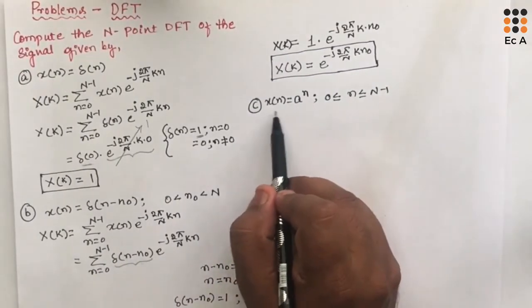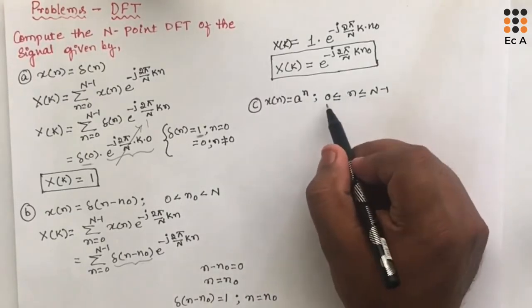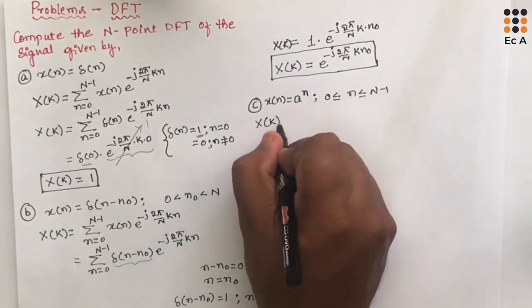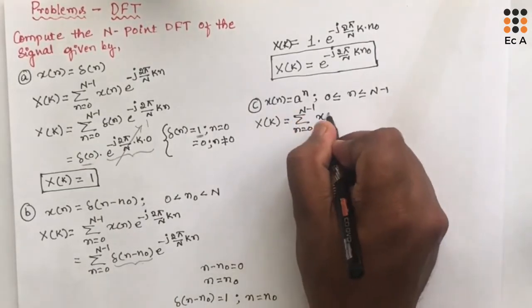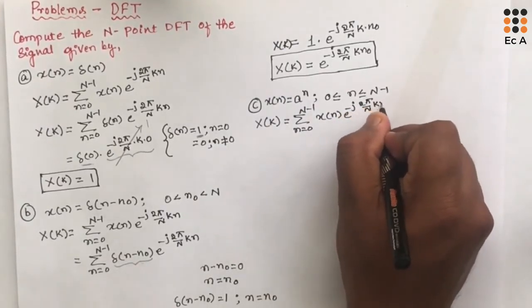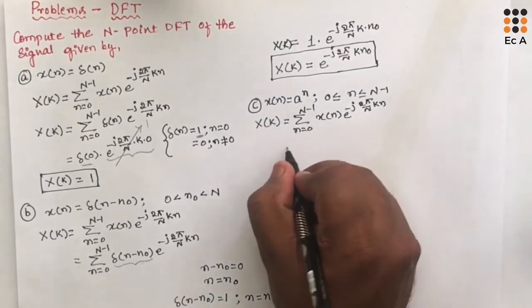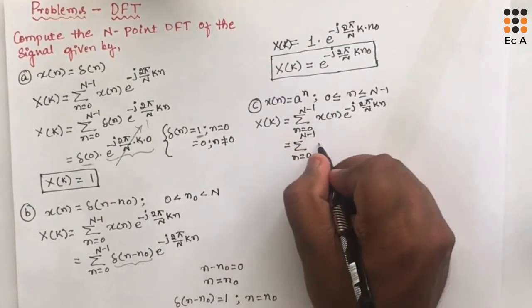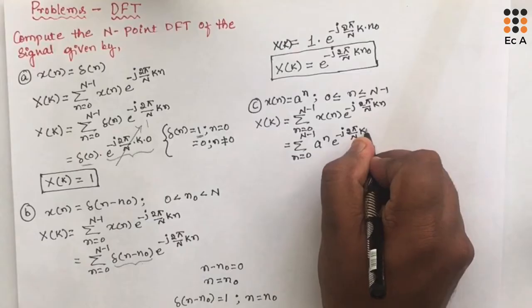Let us take the third problem where the signal is given as x of n is equal to a to the power of n. Here the value of n is ranging between 0 to n minus 1. Let us write the formula x of k is equal to summation of n is equal to 0 to n minus 1 x of n e to the power of minus j 2 pi by n into kn. Let us substitute the value of x of n as a to the power of n. So in this formula we can write summation of n is equal to 0 to n minus 1 a to the power of n e to the power of minus j 2 pi by n into kn.